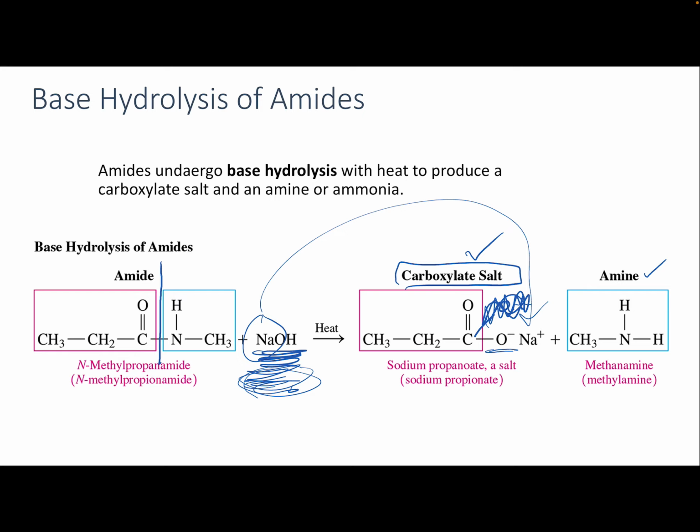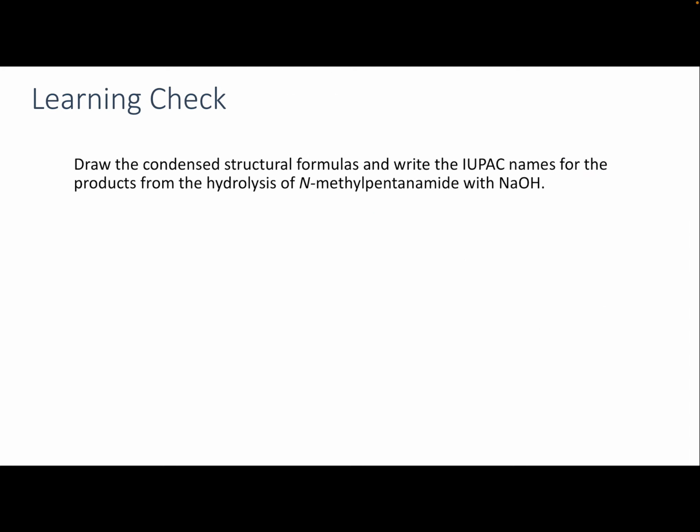So while you always will get some version of a carboxylic acid and always some version of ammonia, whether that's ammonia or ammonium, I guess what I'm really getting at here is an amine. You'll always get some version of amine and some version of a carboxylic acid. So you just have to pay attention to which one you're actually dealing with.